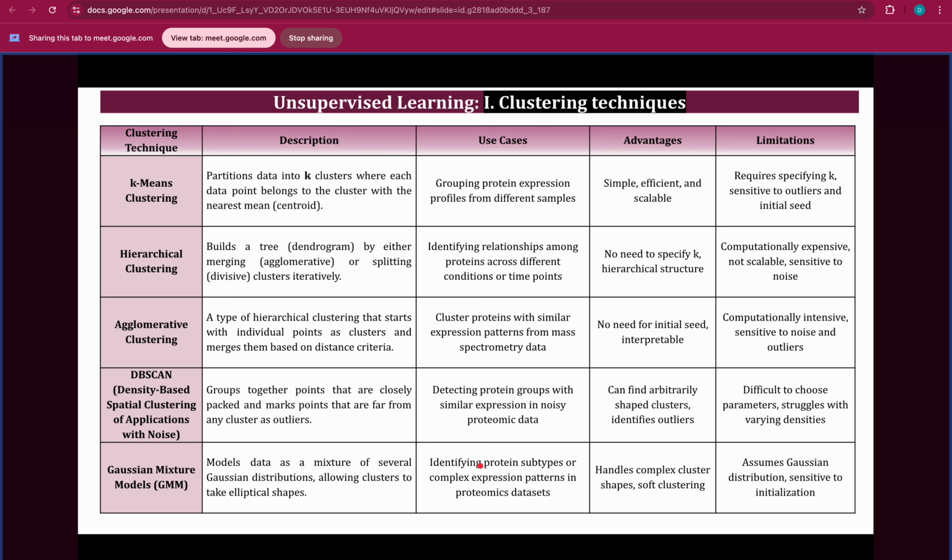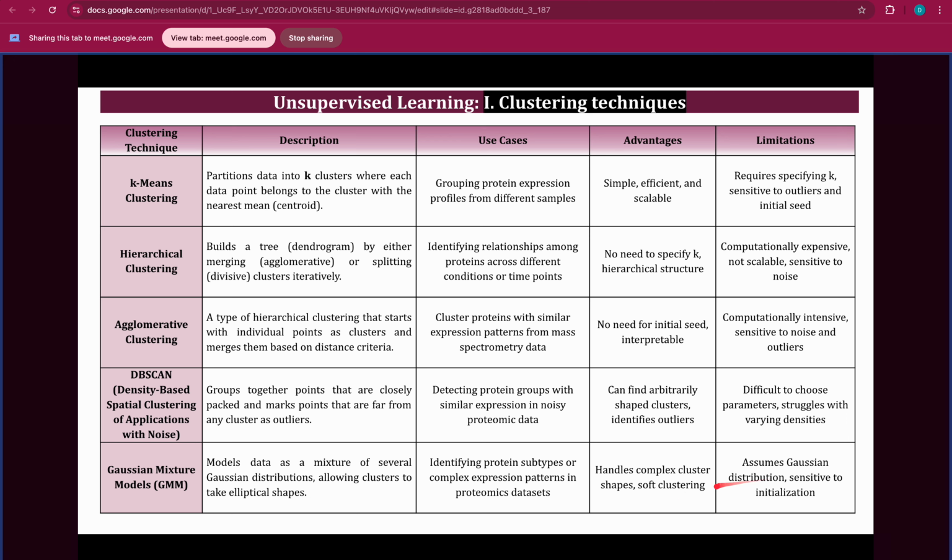You can use it to identify protein subtypes or complex expression patterns in proteomic datasets. It can handle complex cluster shapes. Elliptical is just an example; it can handle complex shapes of clusters, and they do not have to be only spherical or round. It is also known as soft clustering, whereas k-means is known as hard clustering, because it is hard, it has fixed that the cluster should be spherical. But this is soft clustering because any shape can be achieved.